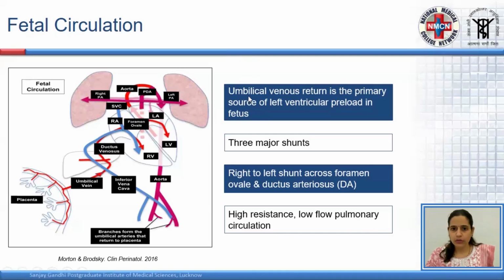So we now know that umbilical venous return is the primary source of left ventricular preload in the fetus because there is no pulmonary circulation. So there is no pulmonary venous return coming to the left side of the heart. There are 3 major shunts. Right to left shunt across the foramen ovale and ductus arteriosus, and we have a very high resistance and a low flow pulmonary circulation in the fetal life.